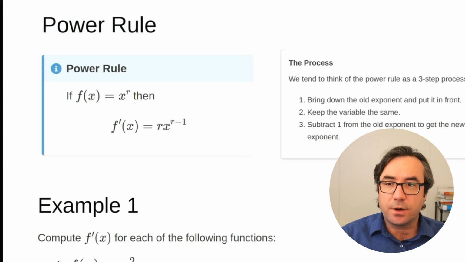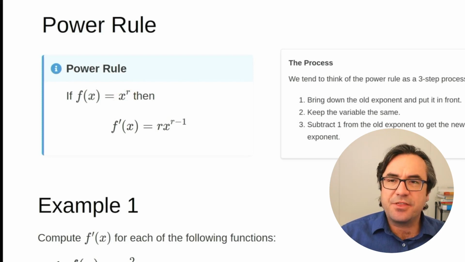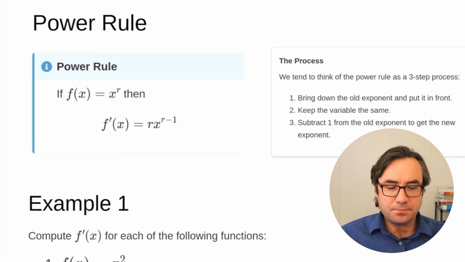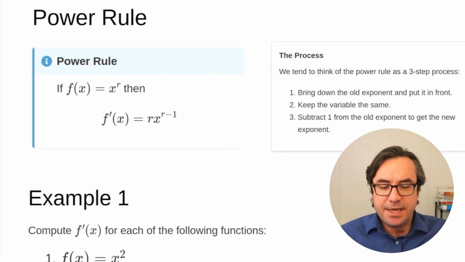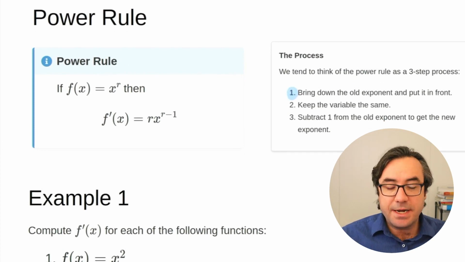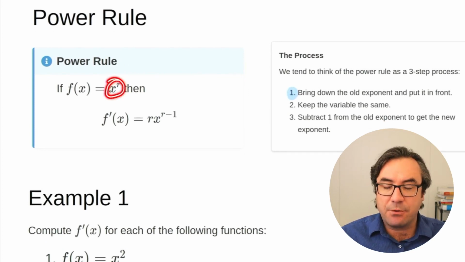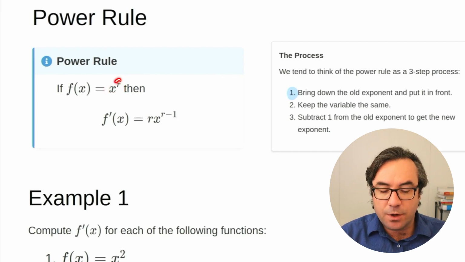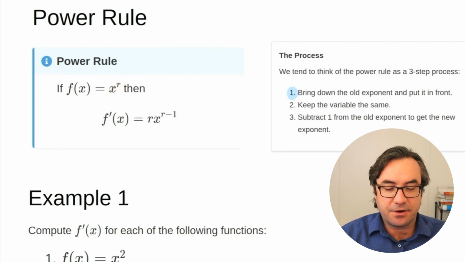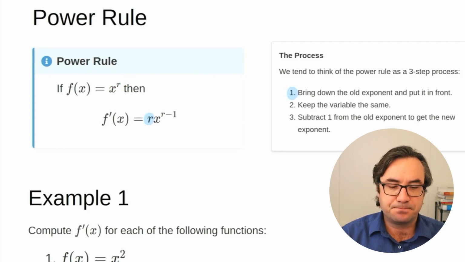The way this works is you want to think of this almost as a process. That's the way I think of it. Step 1 is to bring down the old exponent. So we have this power function that we're going to differentiate. We take that old exponent, bring it down, and put it in front of the x. That's our first step here.